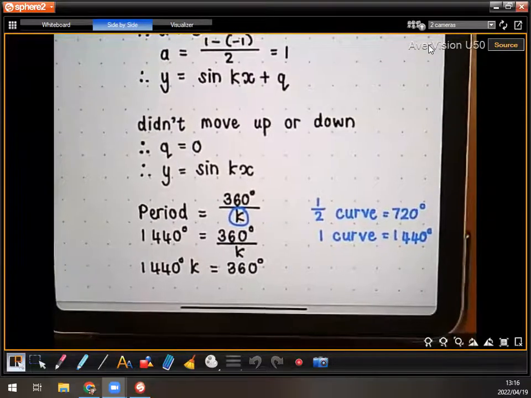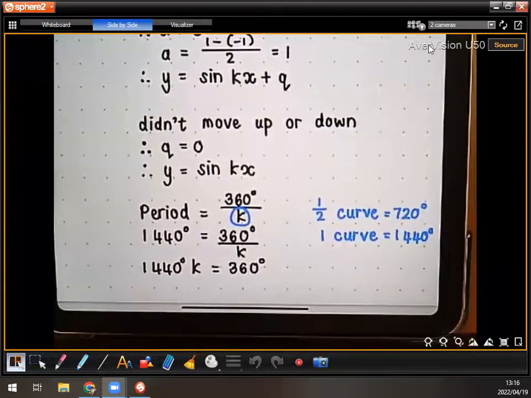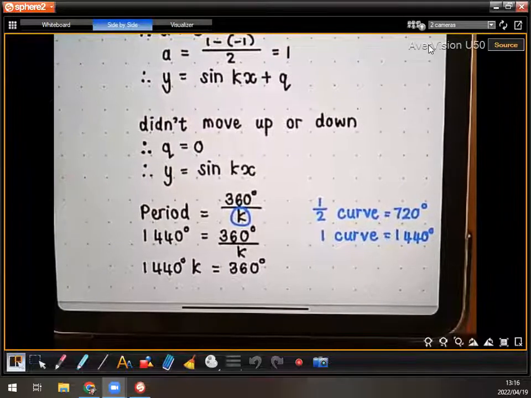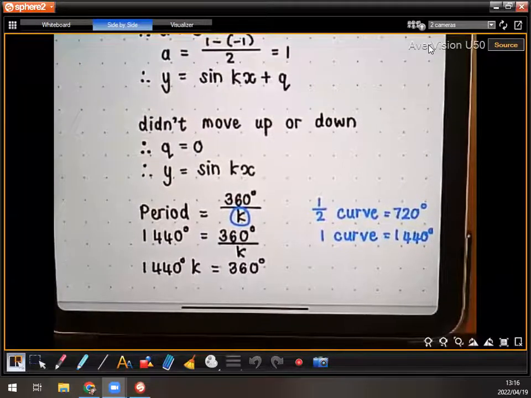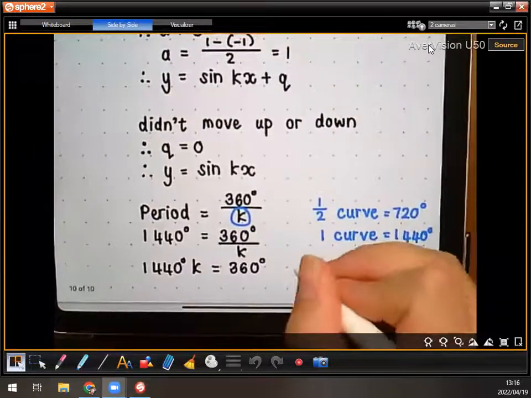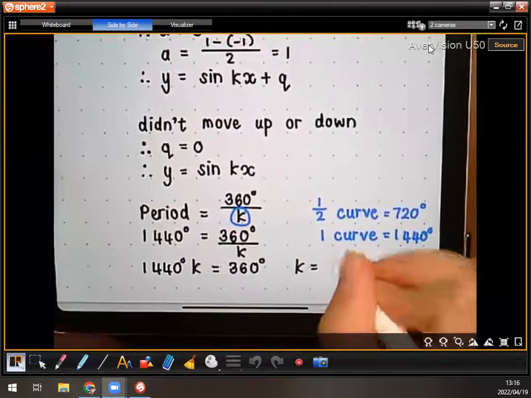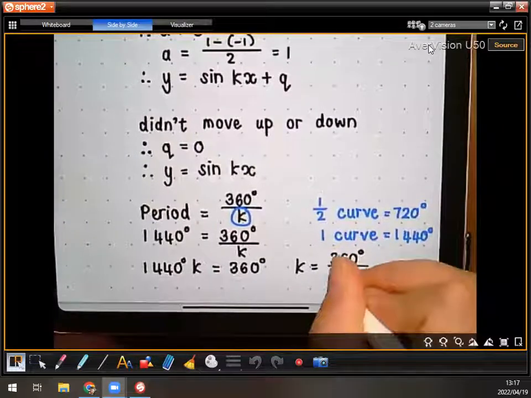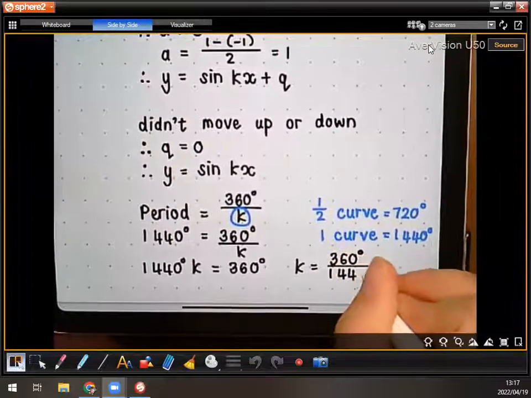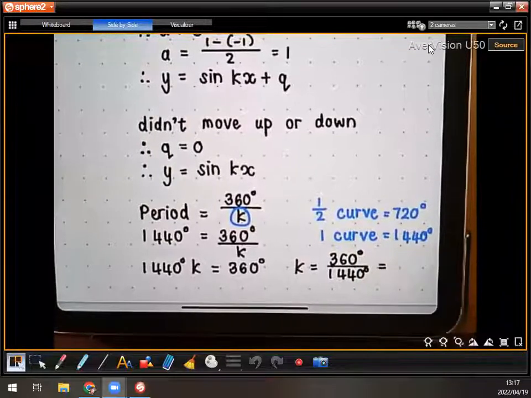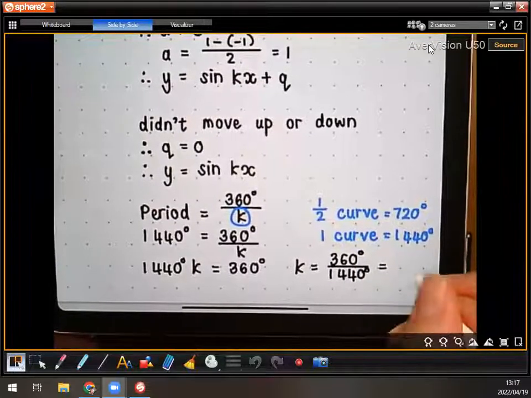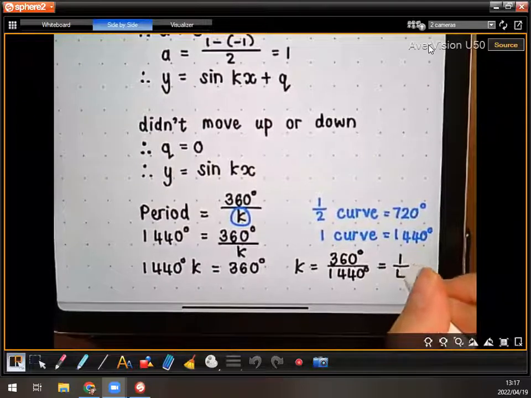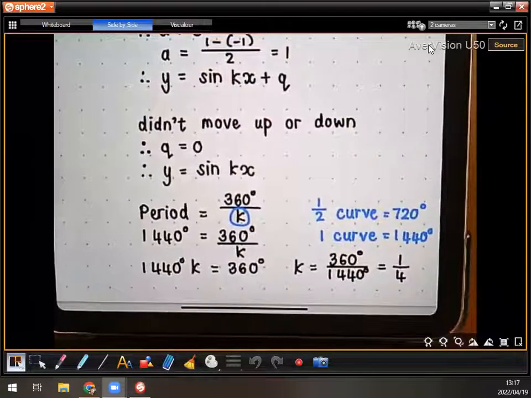How do I get K on its own? What do I do with that 1 440? I need to divide on the other side, hey? I need to say 360 divided by 1 440. I'm running out of space, so I'm just going to do it on the side here. So K is 360 over 1 440, which you can type into the calculator, and I think that's a quarter. Oh, thank you. So K is actually a quarter, guys. 1 over 4.